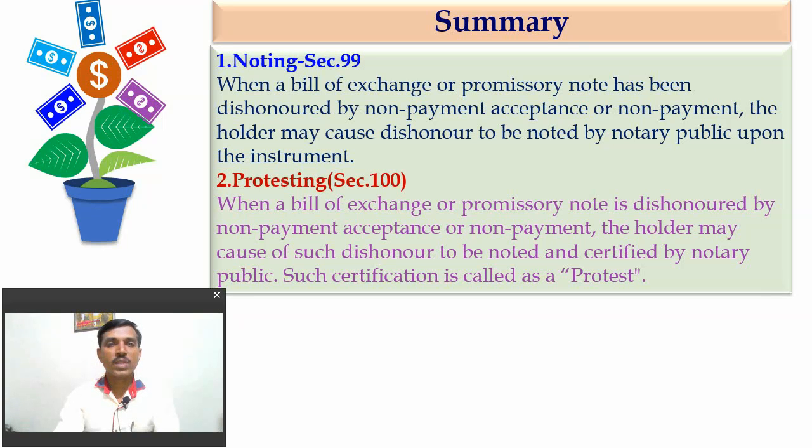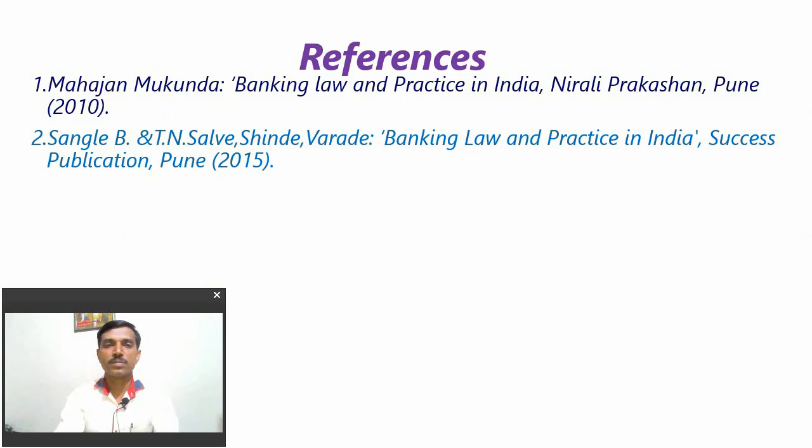The protesting, section 100: when a bill of exchange or promissory note is dishonored by non-payment or non-acceptance, the holder may cause such dishonor to be noted and certified by a notary public. This is called protest. So whenever a bill of exchange or promissory note is dishonored, it is necessary to have it noted by the notary public; it's called the noting under section 99. And from this notary public noting, we get the certification, called the protesting, which creates proof or evidence for the claiming of the parties.